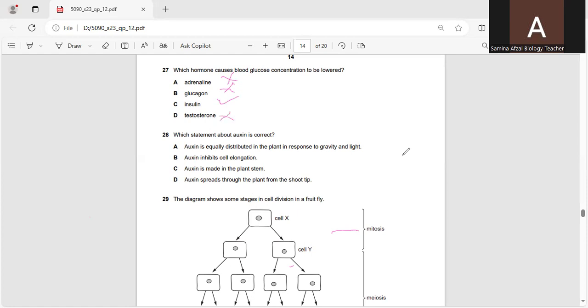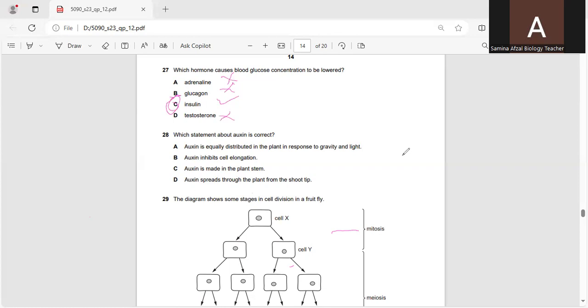Testosterone is related with the reproduction. So only the insulin is there when we eat the sugary food. At that time, the pancreas will secrete insulin, and insulin will change the extra glucose into glycogen. So C is the correct answer in this case.